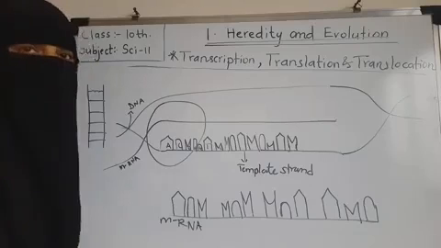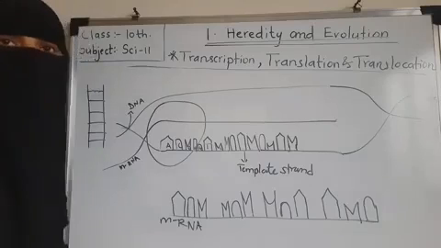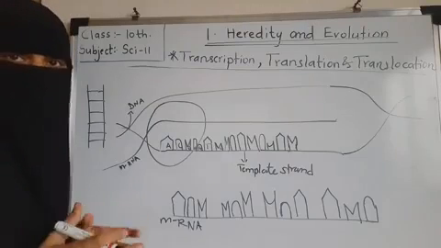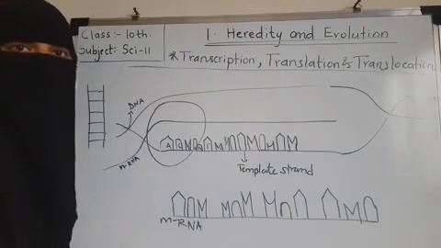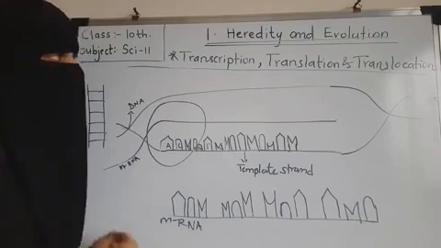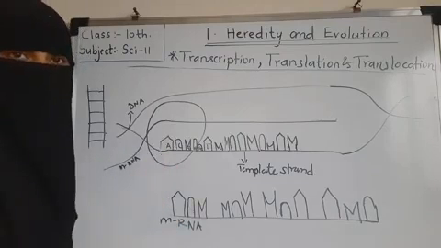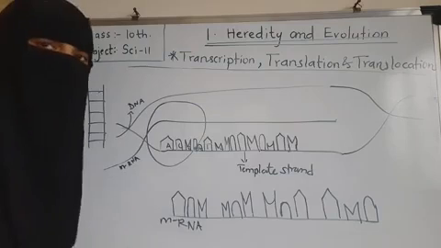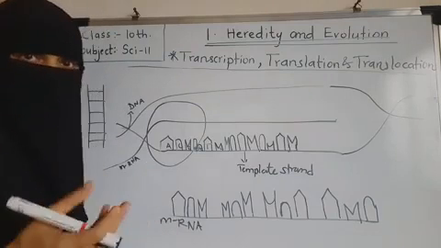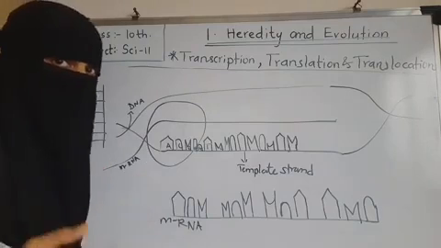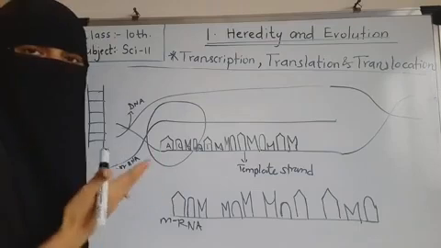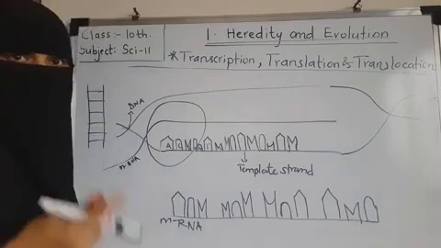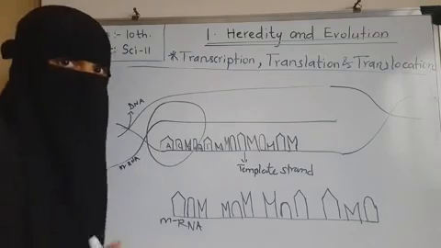Now see students, you have understood that DNA produces proteins through RNA, and this process of protein synthesis is called central dogma. And transcription, translation and translocation are the basic steps of protein synthesis. Now see, DNA has the sequence of nucleotides, that is A, G, C, T, right? And adenine always pairs with thymine, cytosine always pairs with guanine, right? So this is a genetic code for protein synthesis.